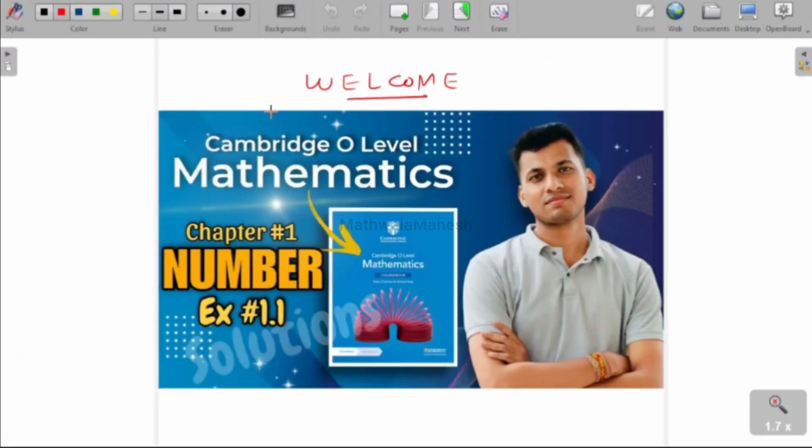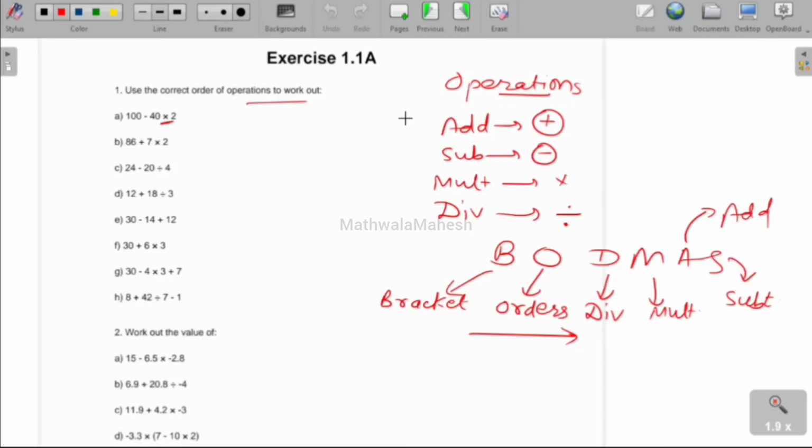So today we will start Cambridge O-Level Mathematics chapter number 1, which is number. So I will solve exercise 1.1. In this exercise there are 4 operations which include addition, subtraction, multiplication, and then division. For this type of question we apply the BODMAS rule.